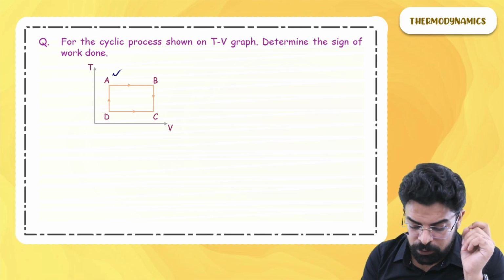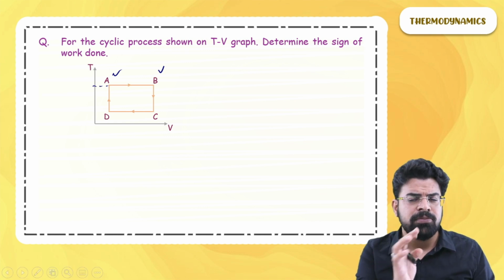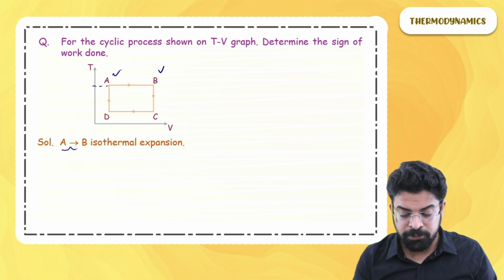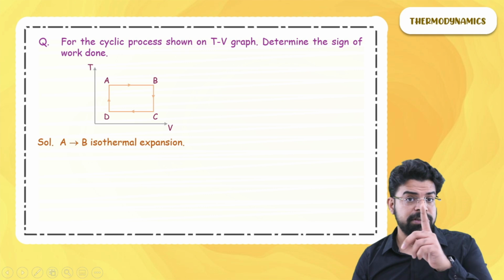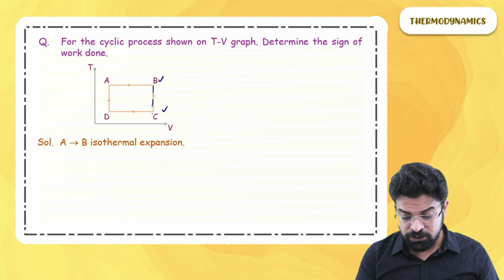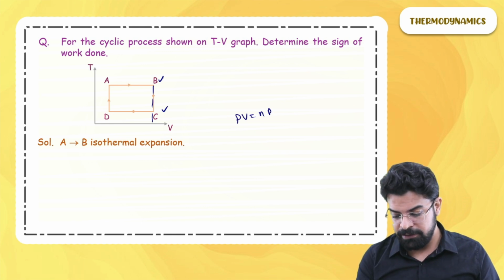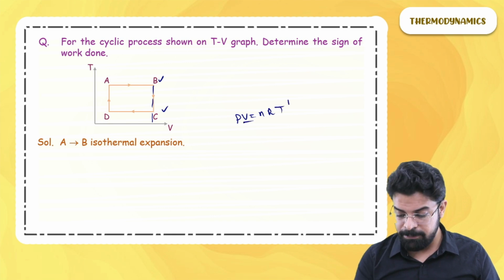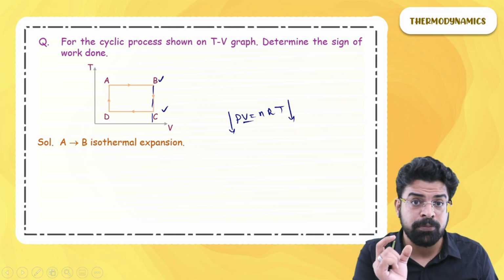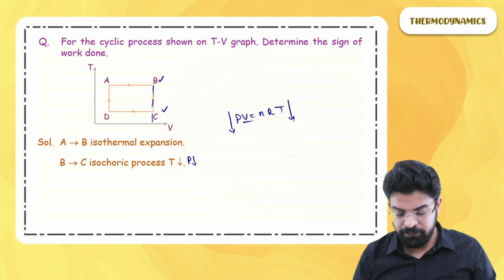Going from A to B, which type of process is this? From A to B, temperature is constant and the volume is increasing. This is isothermal expansion. From B to C, the volume is constant and the temperature decreases. From PV equals nRT, volume is constant and temperature decreases, so the pressure should also decrease. So this is an isochoric process, a constant volume process in which the temperature and the pressure decrease.